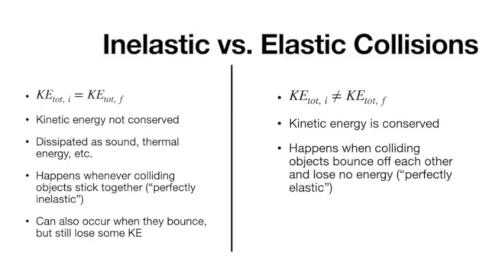But it can also occur when they bounce a little bit. Just because an object bounces off something, it still can dissipate a bit of energy. So things can be completely inelastic and stick together, or just partially inelastic, where they bounce off but still lose a bit of energy. How do we check? Well, calculate the initial, calculate the final. If they're not the same, some energy was lost, and it's at least partially inelastic.